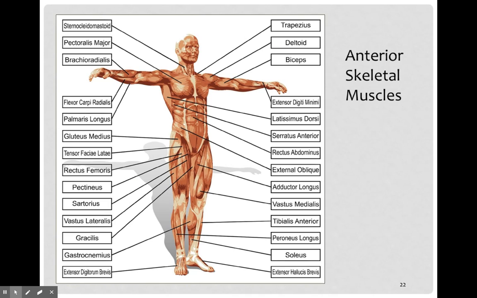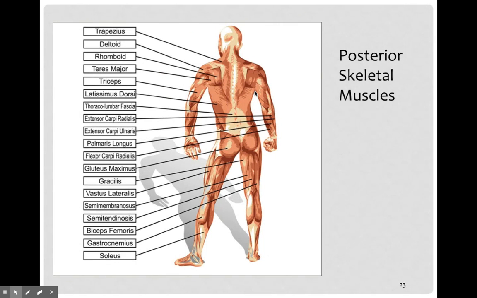Here is a list of some of the anterior skeletal muscles. So if you want to take a look at that, you can pause the video or you can open up the slide through Canvas. You might recognize some of them, like the pecs, the pectoralis major, right? Traps up here, deltoids, biceps.